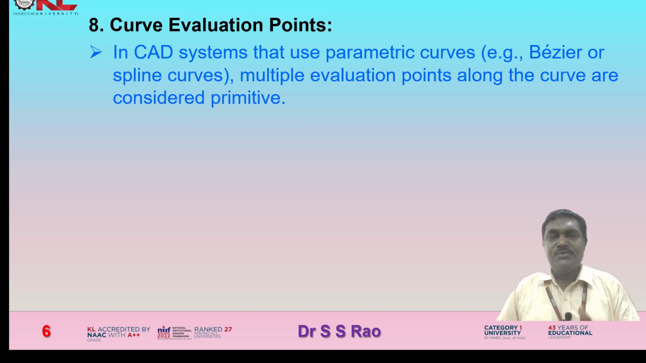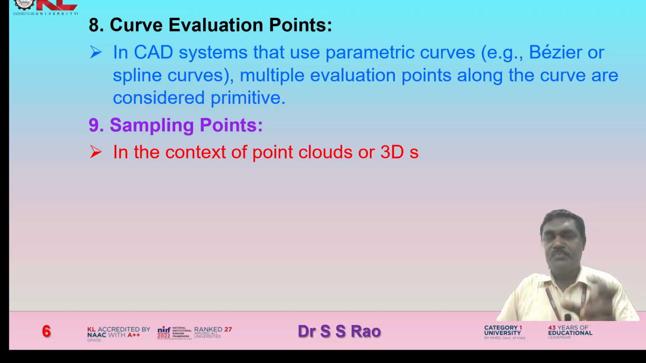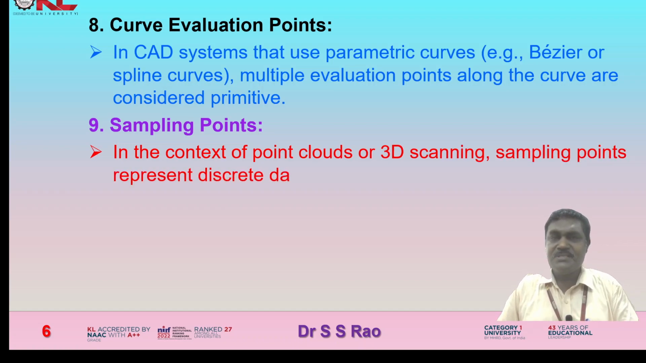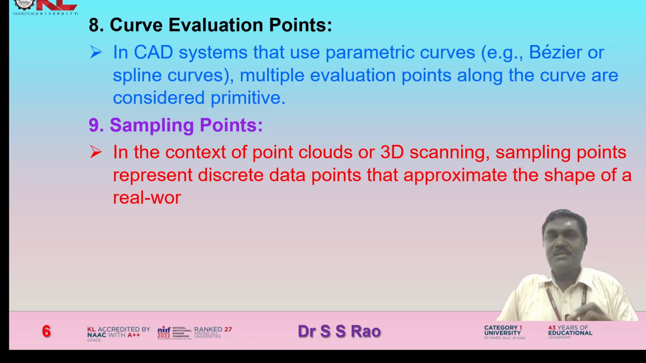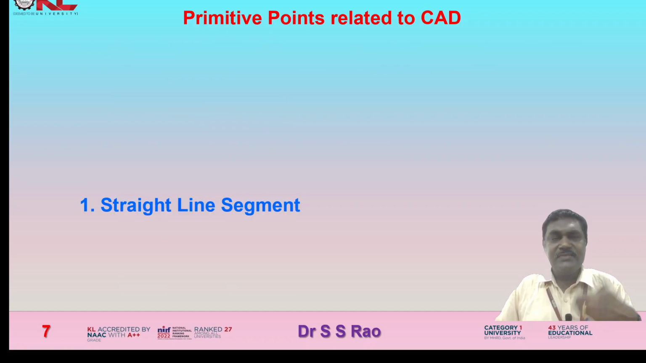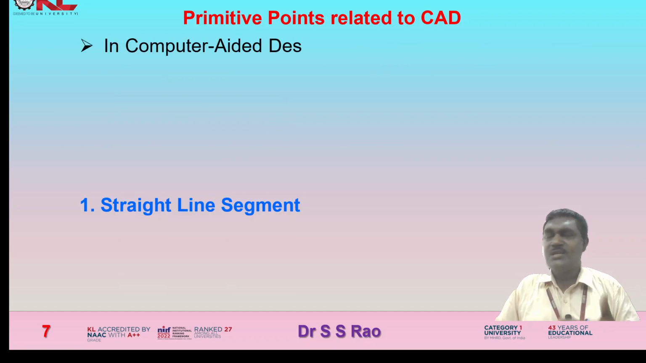Curve evaluation points. In CAD systems that use parametric curves, that is Bezier or spline curves, multiple evaluation points along the curve are considered primitive. Sampling points. In the context of point clouds or 3D scanning, sampling points represent discrete data points that approximate the shape of a real world object. Next, we will see the primitive lines related to CAD.